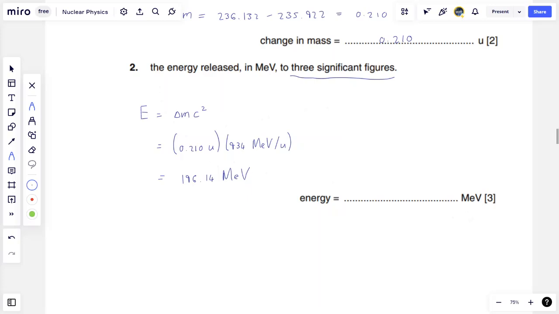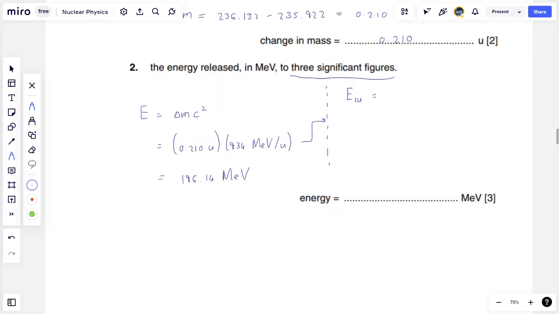Remember, this value 934 is not obvious. It's not something that you are required to remember. So where did I get this from? I'm going to show you how we can find this. It's basically the energy associated with 1 atomic mass unit.